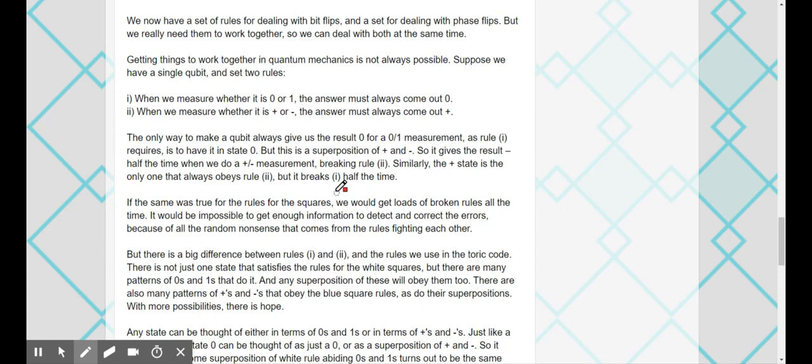The only way to make a qubit always give us the result 0 for a 0, 1 measurement, as rule 1 requires, is to have it in state 0, but that is a superposition of plus and minus, so it gives a random result half the time when we do a plus minus measurement, breaking rule 2. Similarly, the plus state is the only one that always obeys rule 2, but it breaks rule 1 half the time.